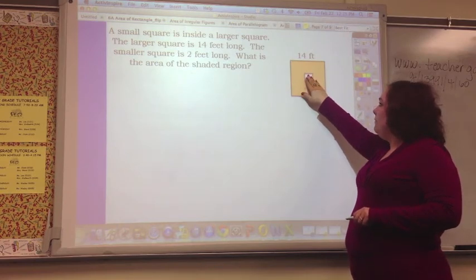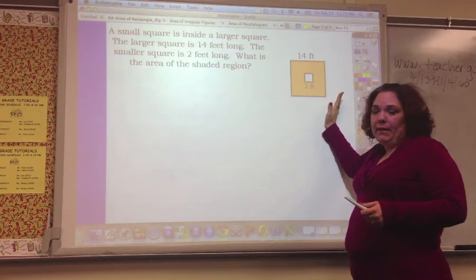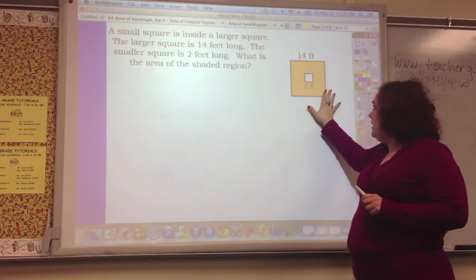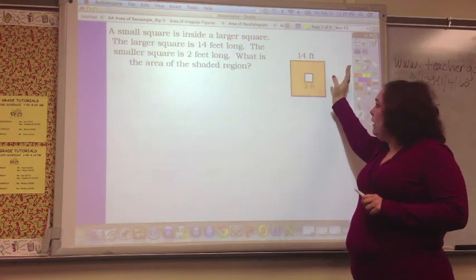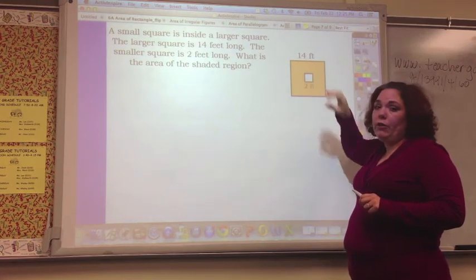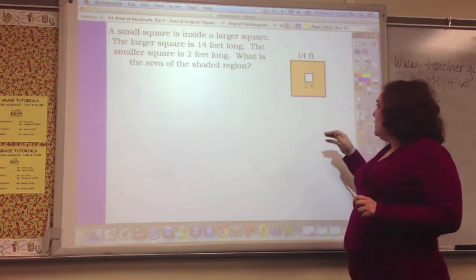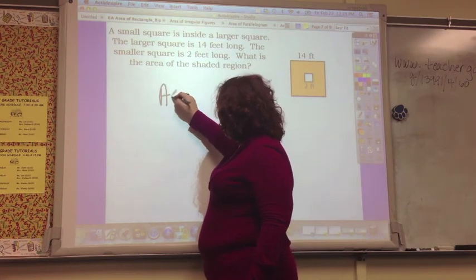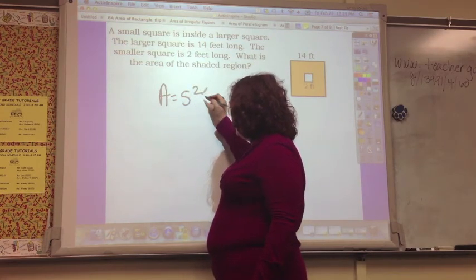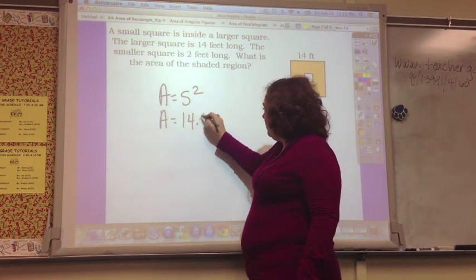So how would you find what is orange, basically? So you need to find the area of the whole thing and then subtract out this area. It's kind of like a donut, and you wouldn't include the middle in the area of a donut. So we want to find the area of the larger square first. Area equals S squared because it is a square. So area equals 14 times 14.